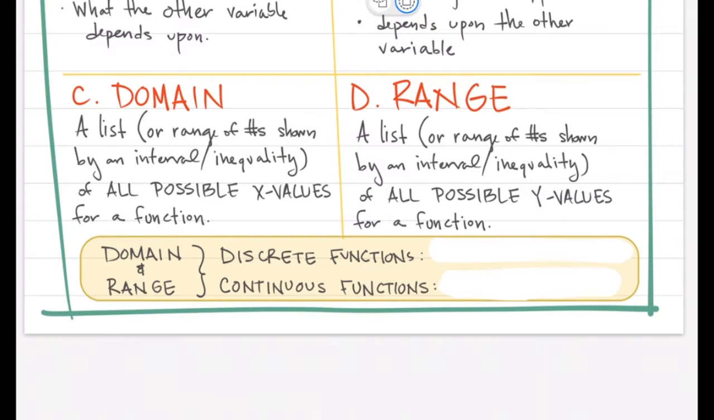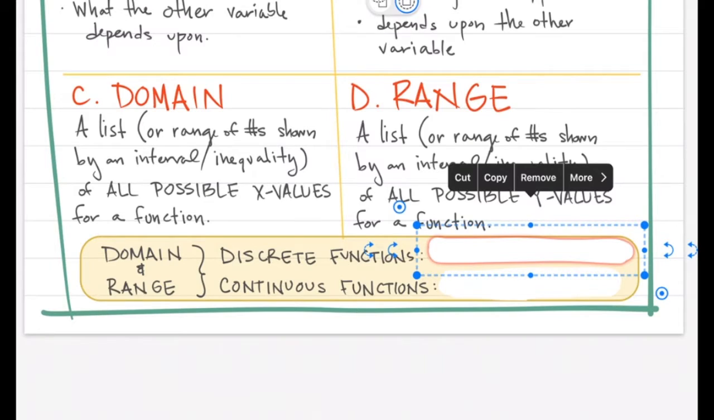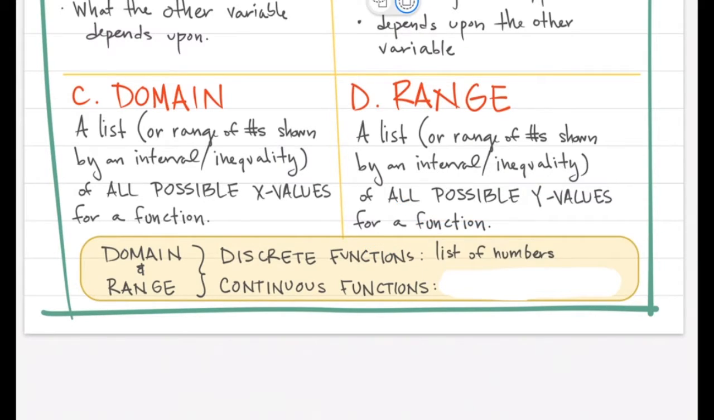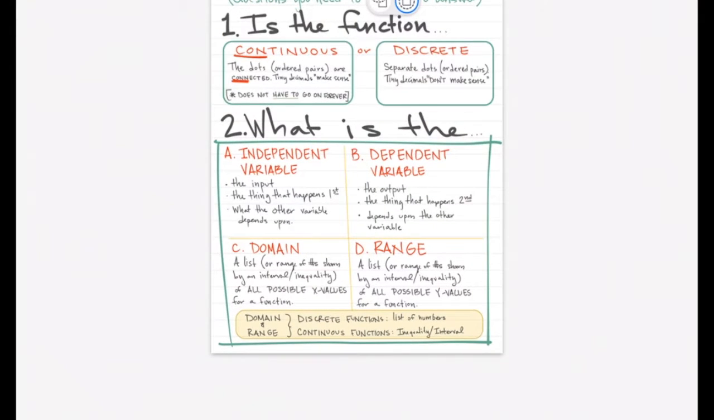All right, now domain and range are going to be specifically listed based on whether your function is discrete or continuous. So remember, discrete functions are dots. When you describe the domain and range of a discrete function, you're going to end up listing numbers separated by commas. But if you're dealing with a continuous function where you have a line or a curve, then you're going to be able to list the domain and range as an inequality using set builder notation, or an interval using interval notation.